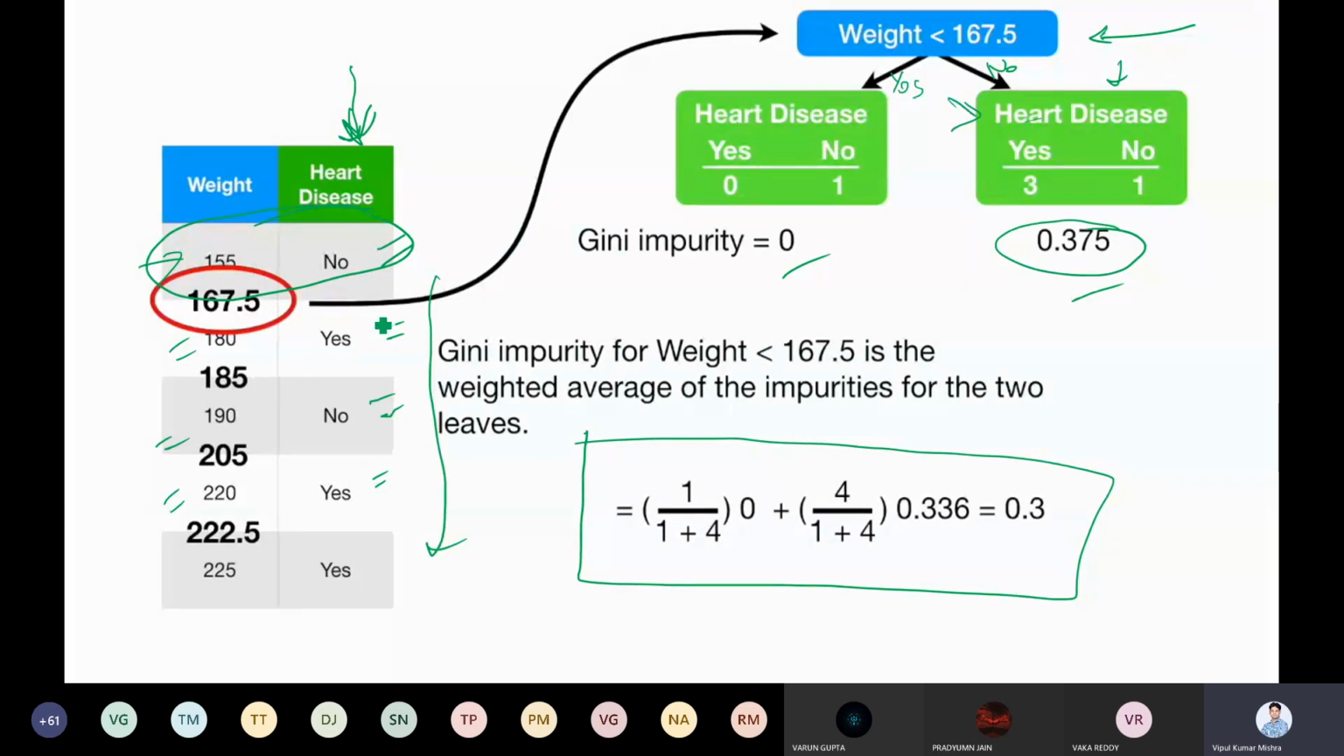Suppose you have only 5 data points, right? Based on those 5 data points, this line is your division line. Let me change the color.